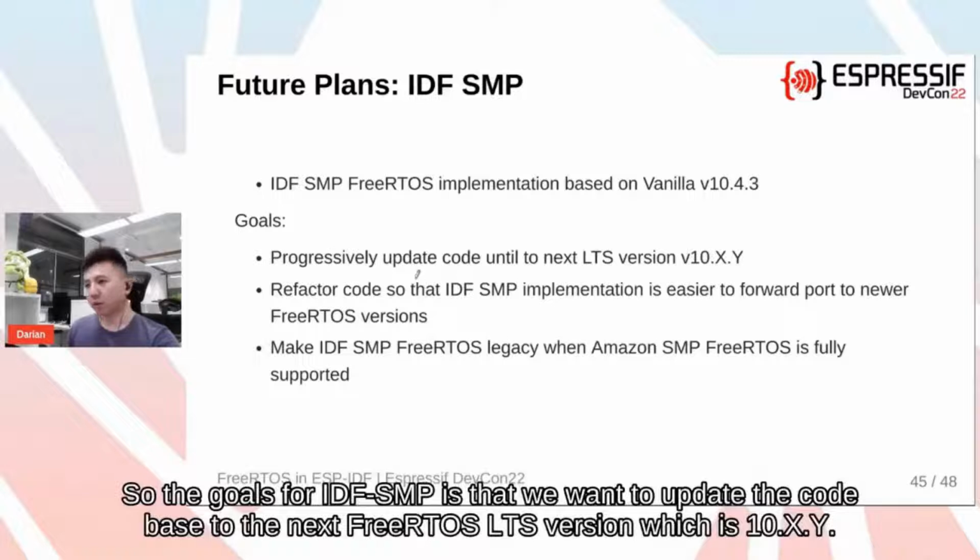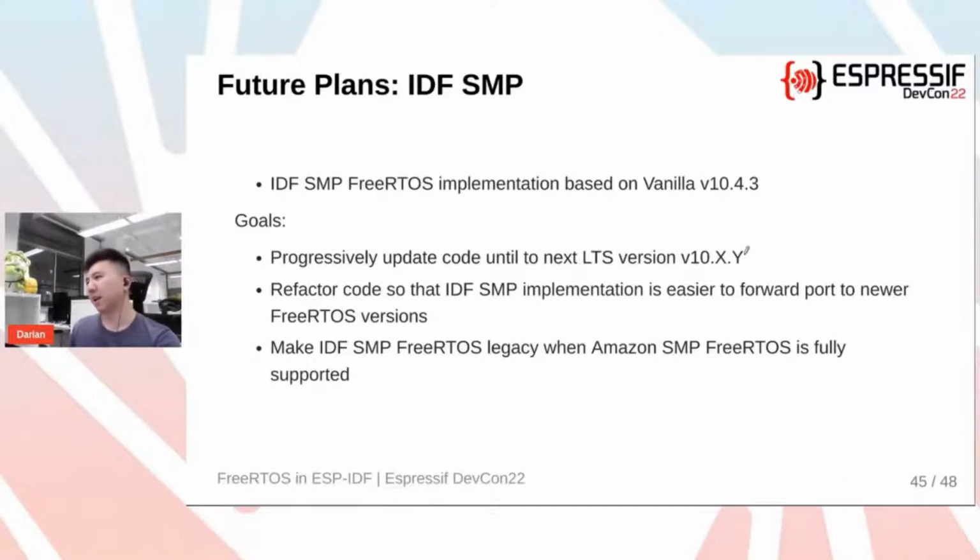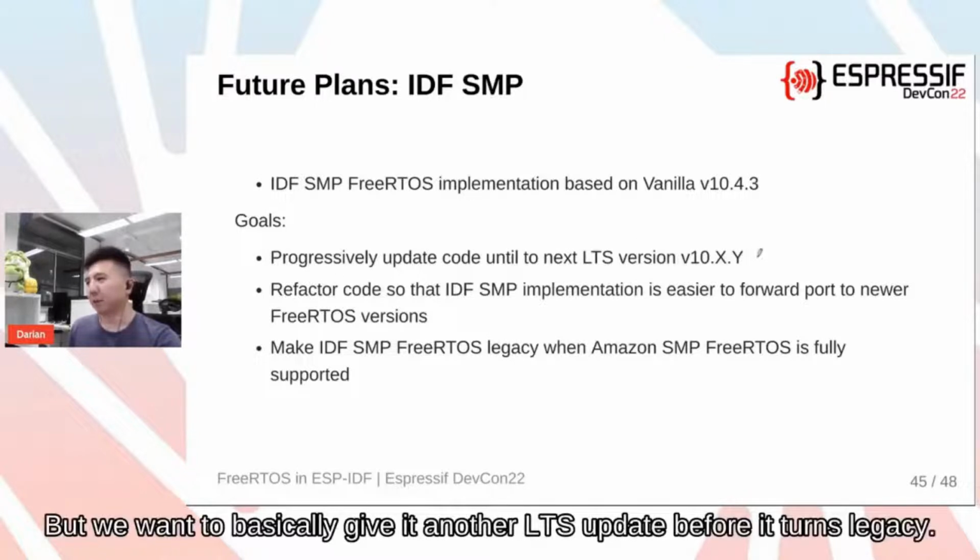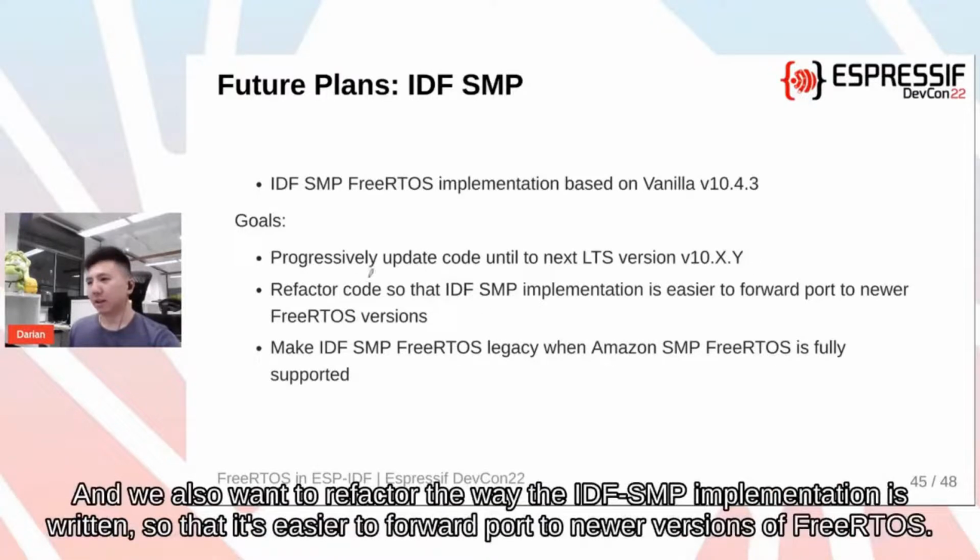So the goals for that is we want to update the base code to the next FreeRTOS LTS version, which is 10.x.y. We're not sure when that is, but we want to basically give it another LTS update before it turns legacy. And we also want to refactor the way the IDF SMP implementation is written so that it's easier to forward port to newer versions of FreeRTOS.